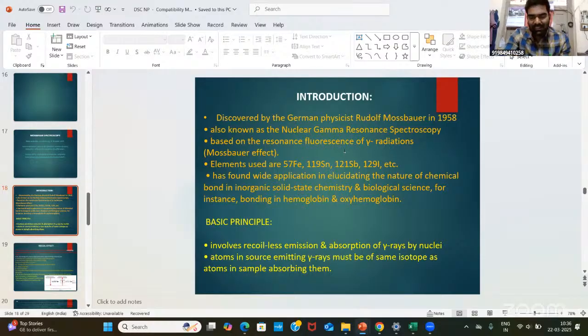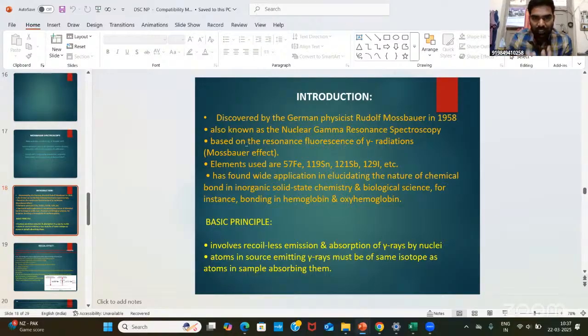When an electron goes from the ground state to the excited state, and comes back to the ground state by releasing some amount of energy as gamma radiations, that type of effect is studied. That is called the resonance fluorescence of gamma radiations, and that is called the Mössbauer effect actually.